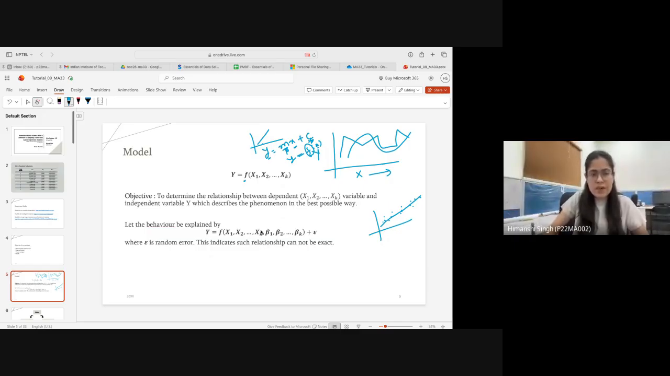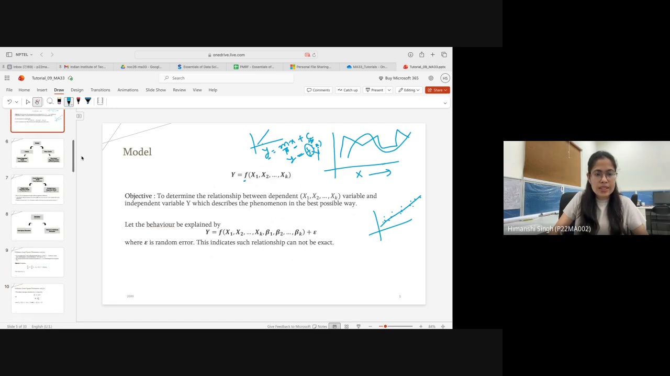So this phenomenon, this process, this relationship, this behavior of the dependent and the independent variable can be explained by this method. Okay, now this relationship cannot always be exact. Why are we considering the addition of the random error here? Because there may be some kind of error, a random error. Okay, so this is basically the format of considering the dependent and independent random variables.